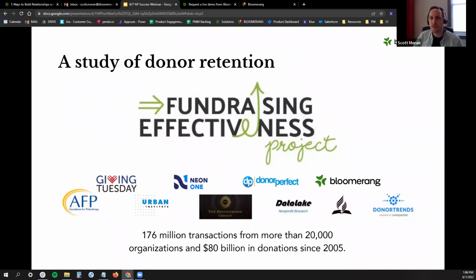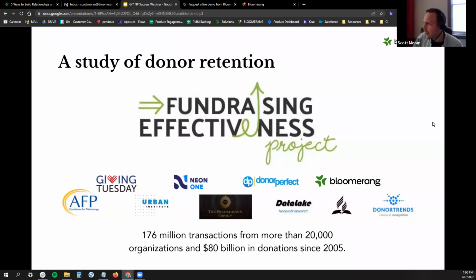I'm going to close that poll now. I'm going to share the results too. That's interesting. So the majority said no, they don't know their donor retention. With the Fundraising Effectiveness Project, since 2005, they've had a massive amount of transactions and have been able to pull trends and donor behavior together to help nonprofits stay informed and understand what donors do. How do they behave? What steps do they take in the donation process?